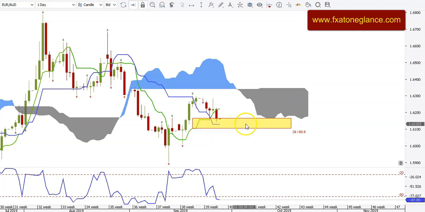I'm looking to trade inside of this zone somewhere, or when the market breaks out of my zone. And I'm going to be looking to trade to the upside here. So we're going to look for a long trade here. Chikou span is above the price currently. So we have two bullish signals and we have two bearish signals.